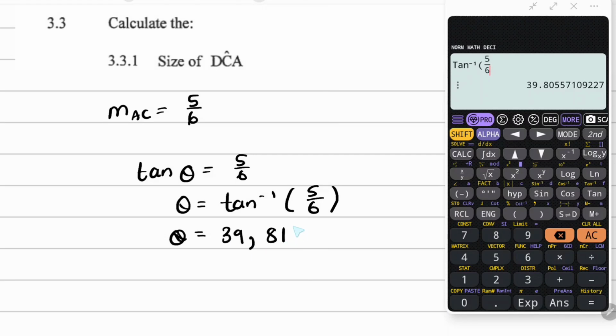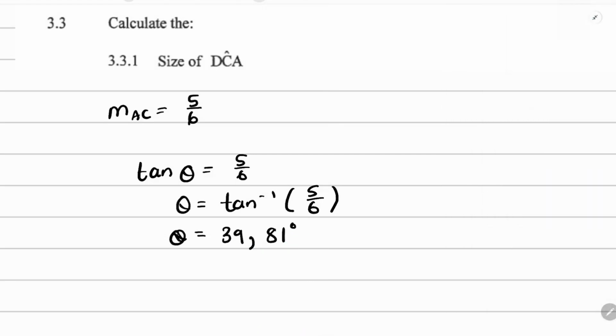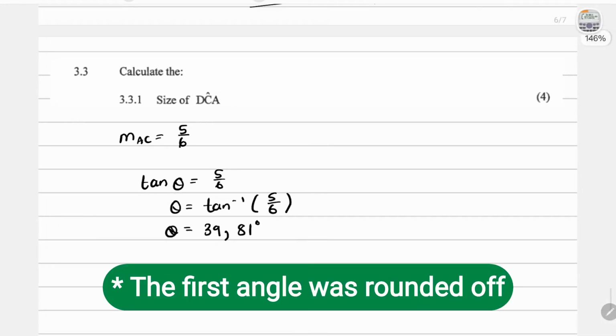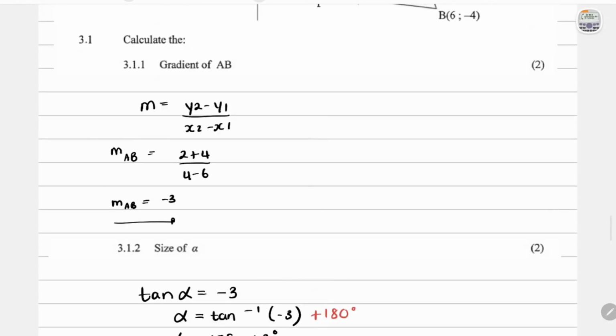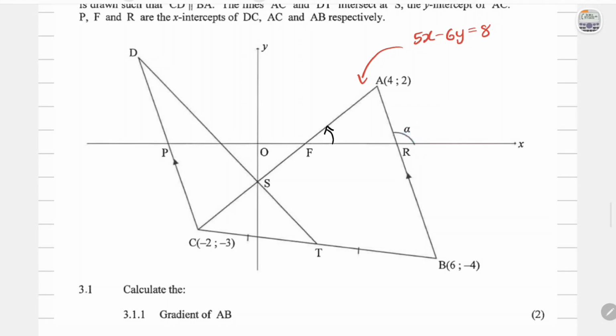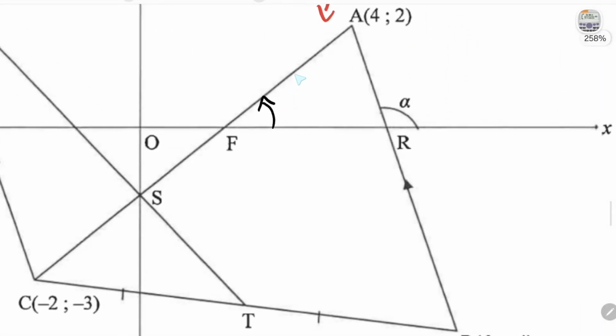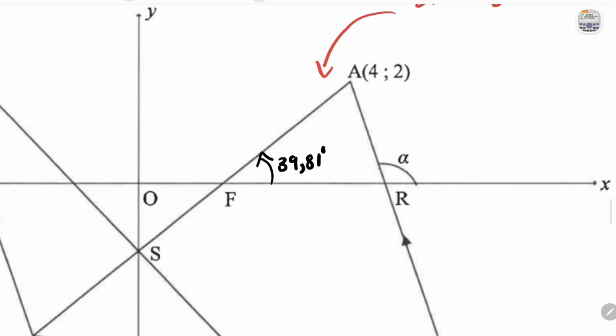Now just round off to 2 decimal places here. The reason I'm going to do so is because we're just working with whole numbers throughout. We already have this one rounded off. We have the final answer of that, and so we can use that rounded off. It's not going to affect your final answer. Okay, so we know what that is now, 39.81. So we can just fill it in there. This is 39.81 degrees.